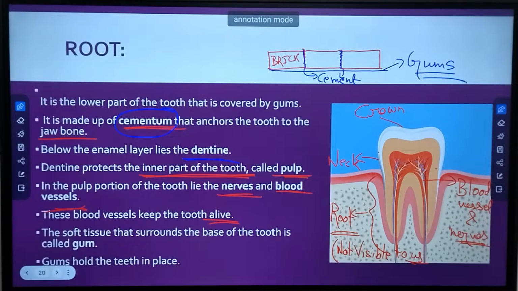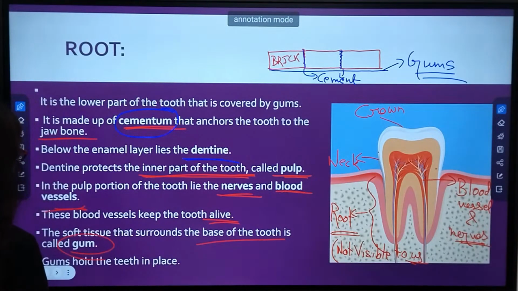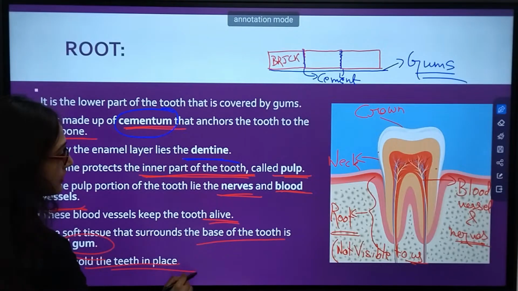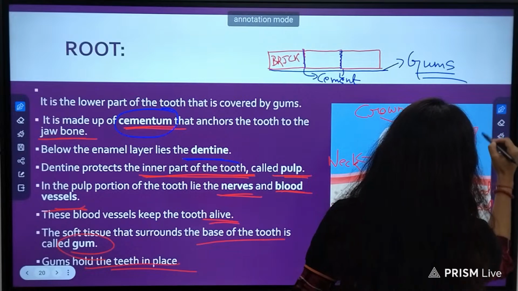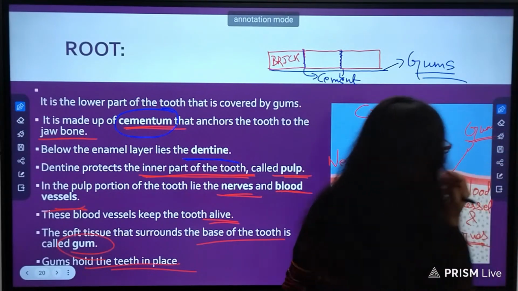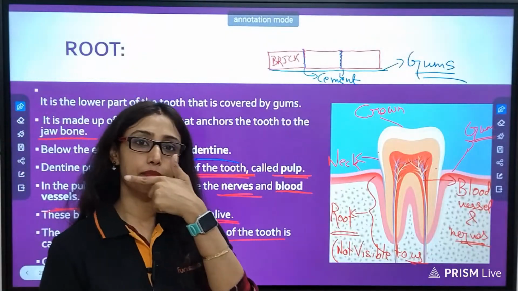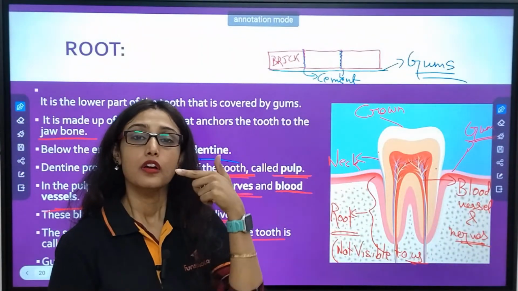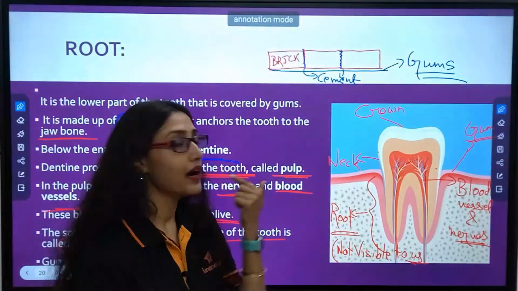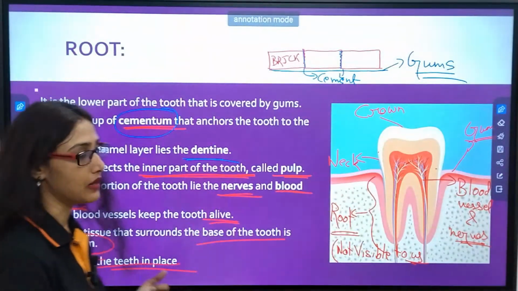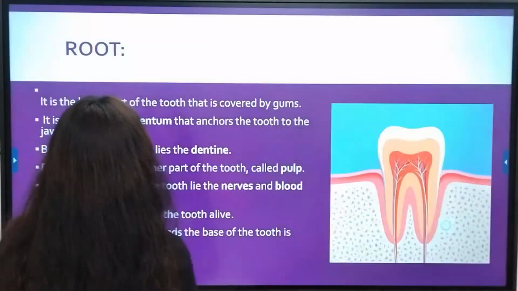Okay, the soft tissue that surrounds the base of the tooth is known as gum. Gum holds the teeth in place. Which one is the gum? This pink part is known as gum. This pink part, I have shown you the previous day, that when the child is born, it has only gums and no teeth. That pink part is nothing but the gum. Okay, clear? I hope it is clear to you.